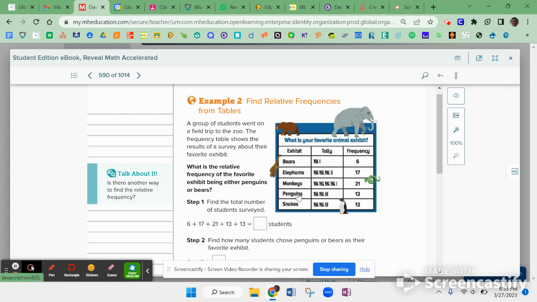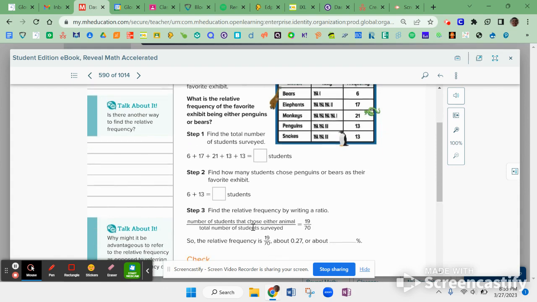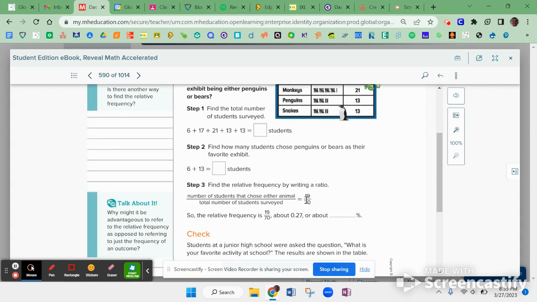So if we look at penguins or bears, bears is here, there's 6 people who like them, and penguins is 13. So if we total that up, that will be our numerator. And then if we total this whole thing up, that'll be our denominator. So, total the whole thing up and total up the 2 that we're looking for, our favorable outcomes, and make that into a fraction here. So 19 over 70.